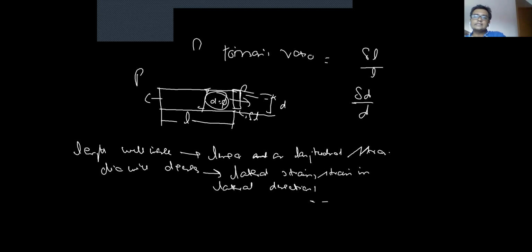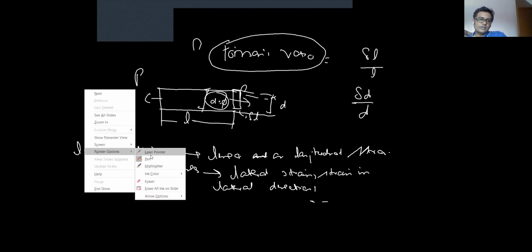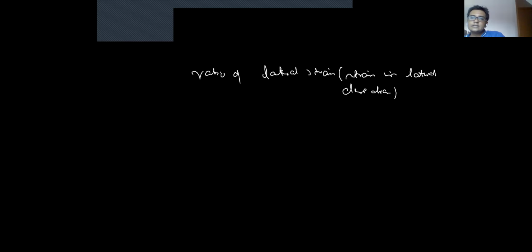So we have got two strains in this way, delta L by L and delta D by D, right? Now we will see what is the significance of this ratio. The significance of this ratio lies in the ratio of lateral strain, or the strain in the lateral direction, to the linear strain, right?